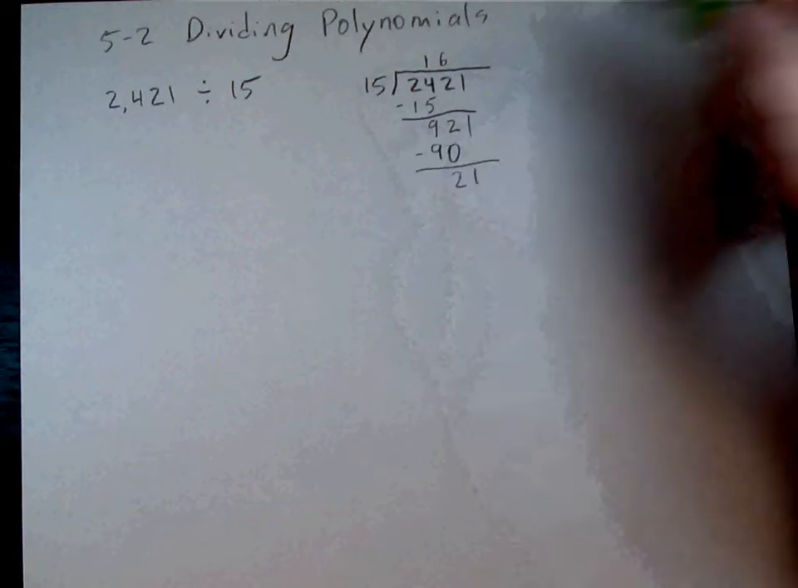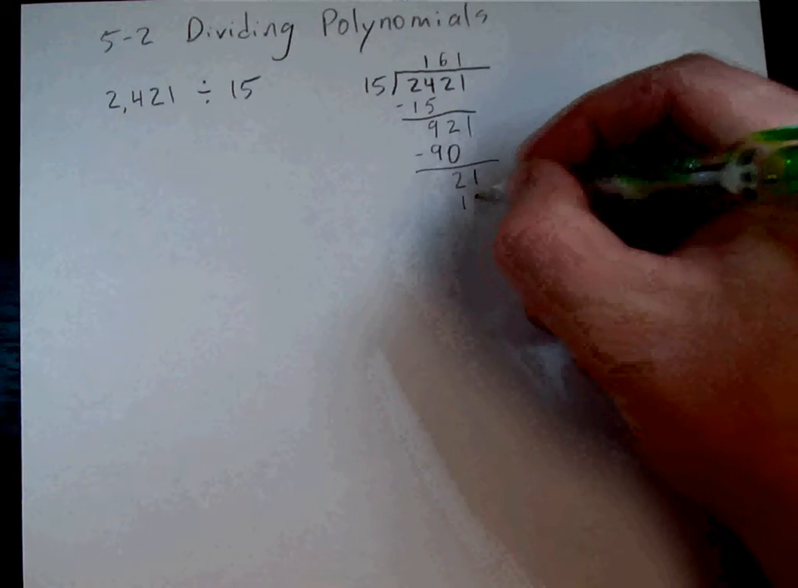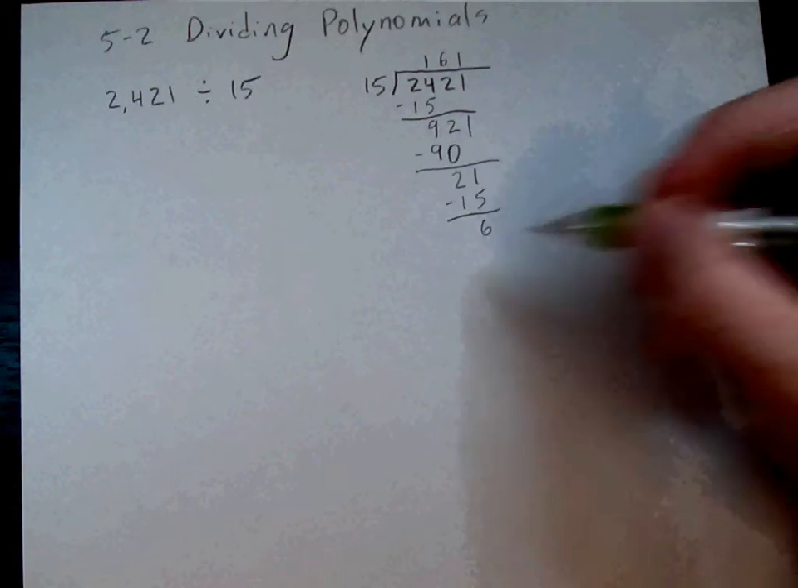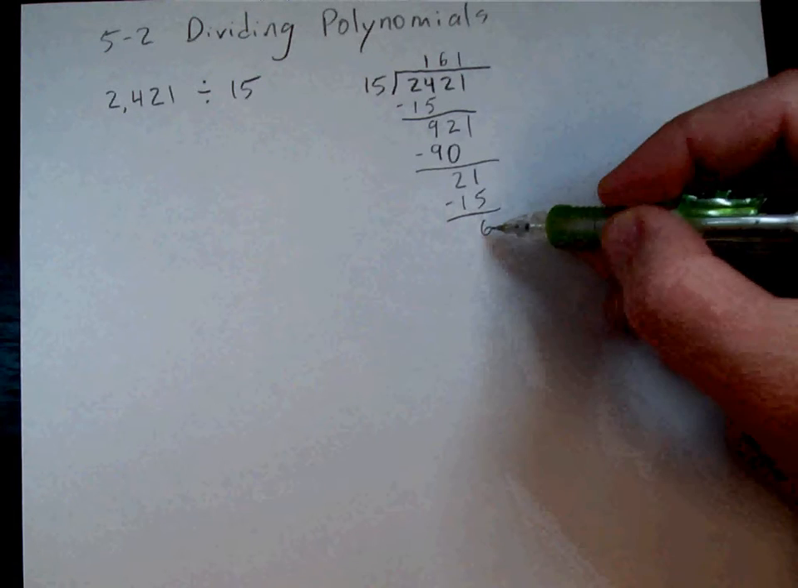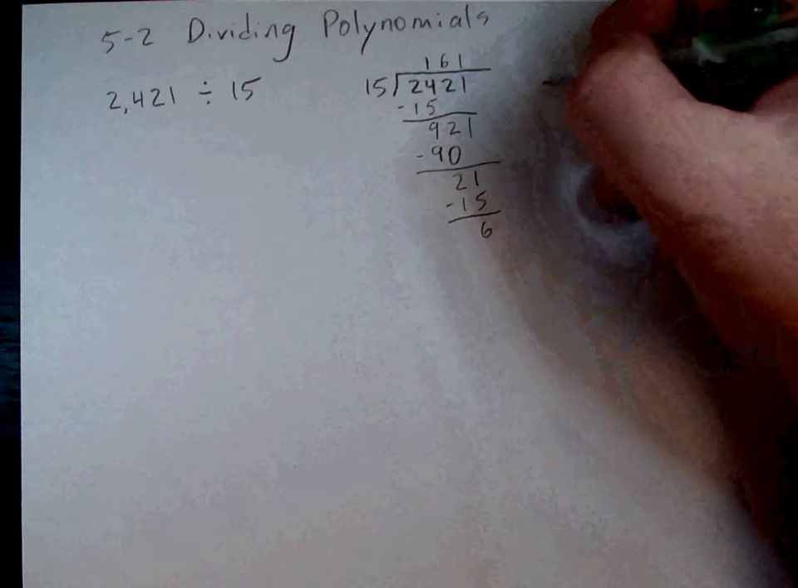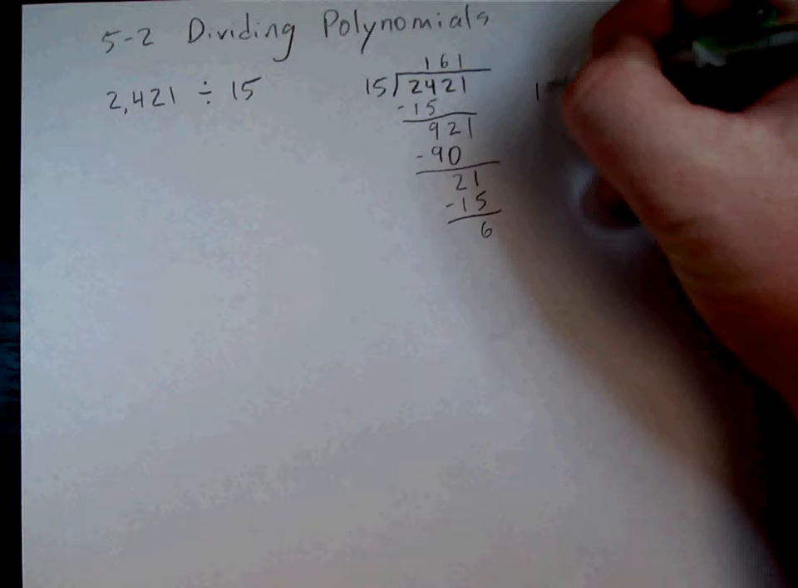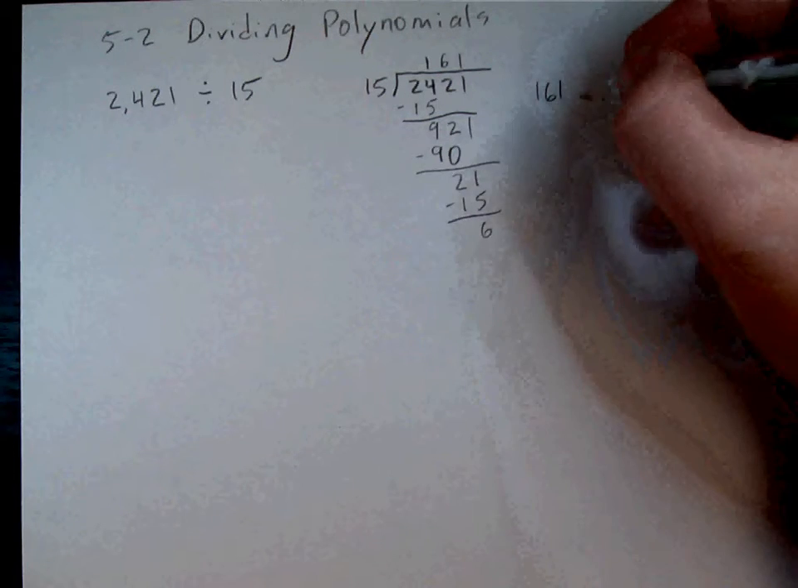So now I have 21. Well, 15 goes into 21 one time. So in the 1 spot I have a 1. 1 times 15 is 15. Subtract that away, and I get 6. There are no other numbers. 15 doesn't go into 6, so this is a remainder. And you probably learned to do remainders a few different ways, but here's one way we could do the remainder. So we have 161.